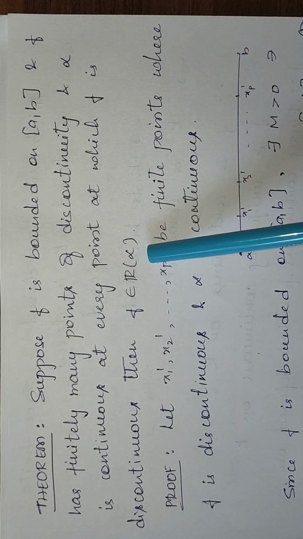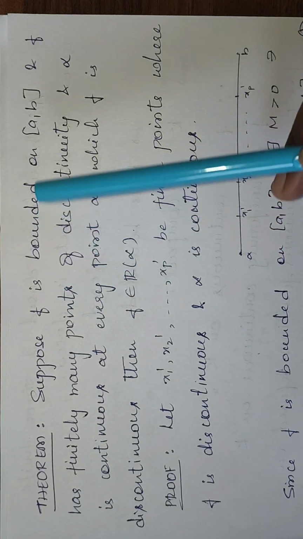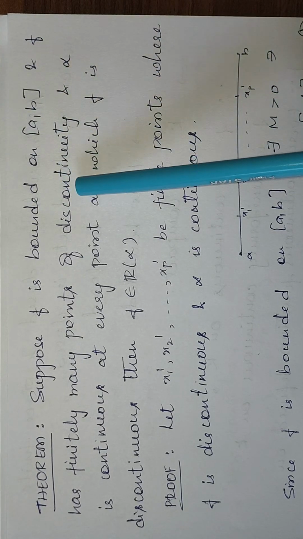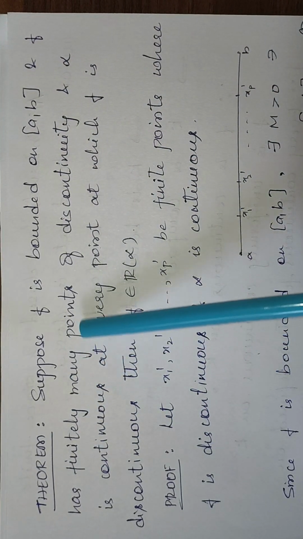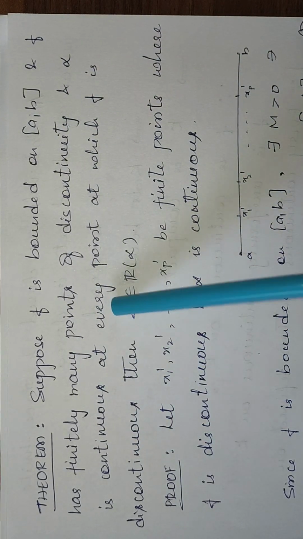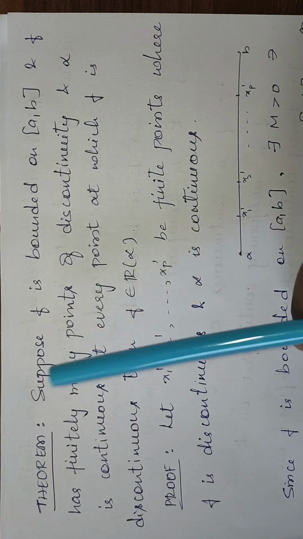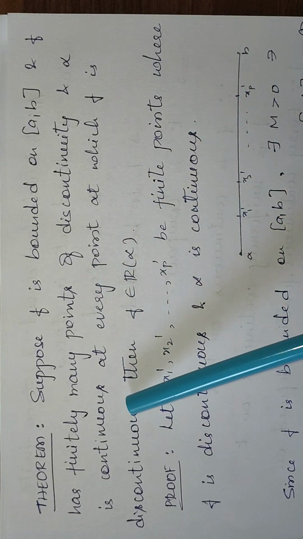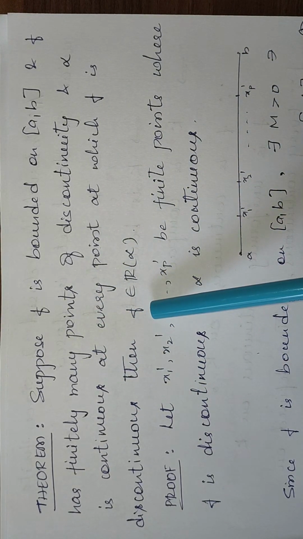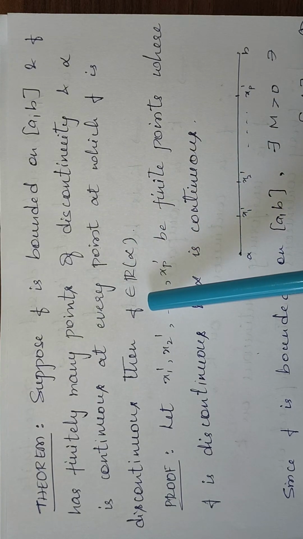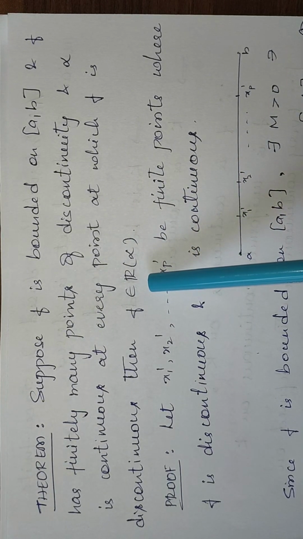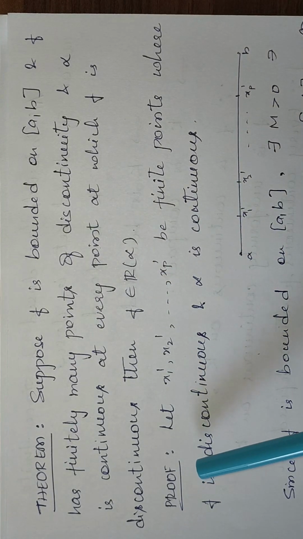So the given points are: f is bounded on closed interval [a, b] and f is discontinuous on only a finite number of points, and alpha is continuous at those points. So this is the given data and we need to prove that f belongs to R of alpha, or f is Riemann-Stieltjes integrable. So here let's move on to the proof.